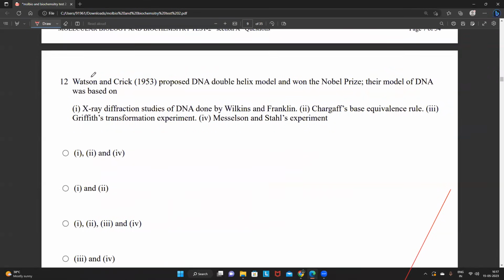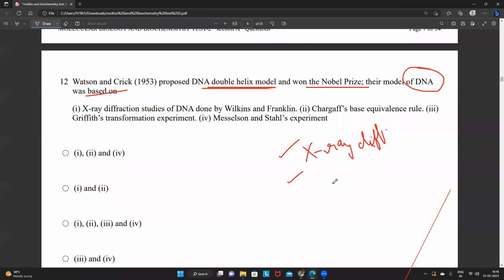What does question number 12 say? Watson and Crick proposed a DNA double helix molecule and won the Nobel Prize. The question says that their model of the DNA was based on what? You know, no, right? In the first class of molecular biology, I told you very clearly. They proposed the double helical structure based on the X-ray diffraction. And also, based on what rule did they propose it? A rule that the number of purines is always equal to the number of pyrimidines in DNA. Who proposed this? Chargaff. So the X-ray diffraction studies were done by Wilkins and Franklin.